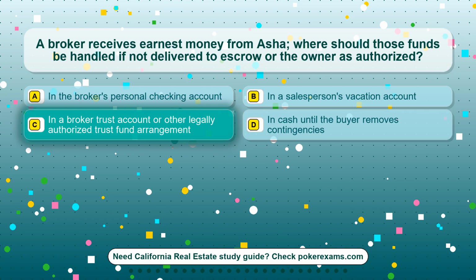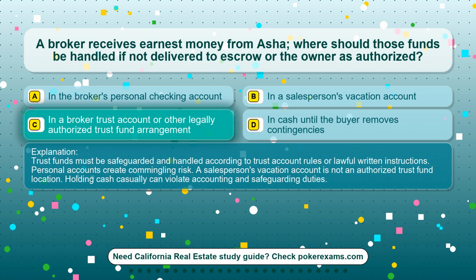The correct answer is option C. In a broker trust account or other legally authorized trust fund arrangement. Trust funds must be safeguarded and handled according to trust account rules or lawful written instructions. Personal accounts create commingling risk. A salesperson's vacation account is not an authorized trust fund location. Holding cash casually can violate accounting and safeguarding duties.